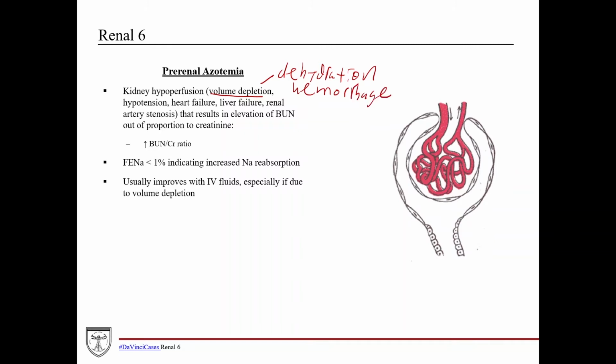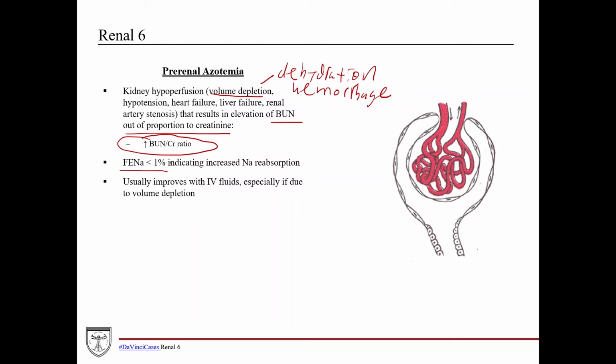Hypotension. You can also see it in patients that just have prolonged lack of perfusion due to heart failure, liver failure, renal artery stenosis. What all these have in common is they lead to kidney hypoperfusion, which leads to elevation of the BUN out of proportion to the creatinine. So then what you see is an increased BUN to creatinine ratio. Now remember, our patient in the case has a normal BUN to creatinine ratio. That finding actually suggests that it's not as likely to be pre-renal.